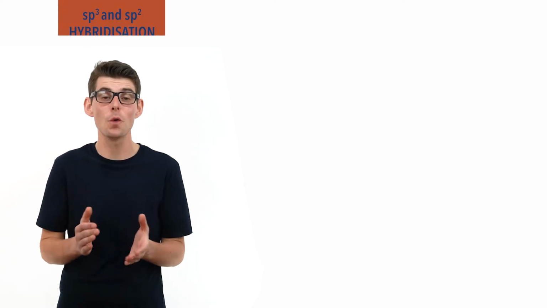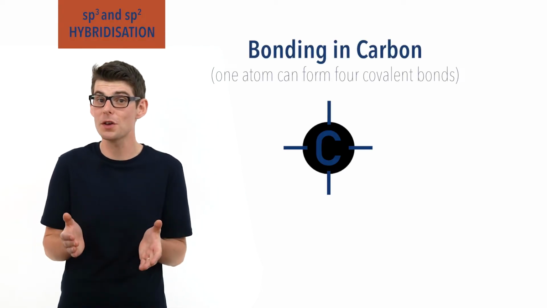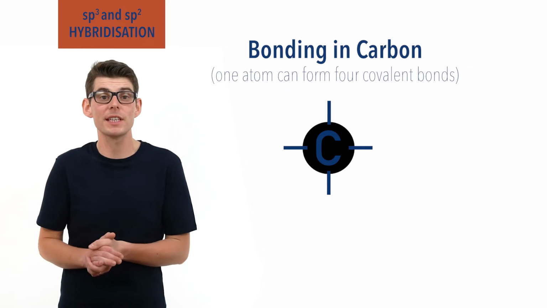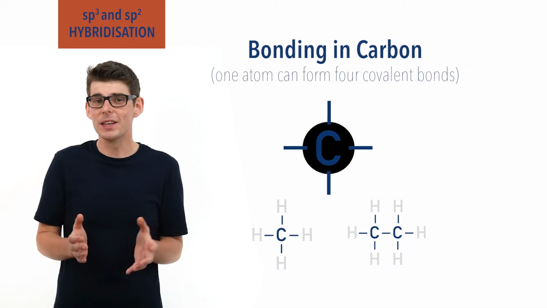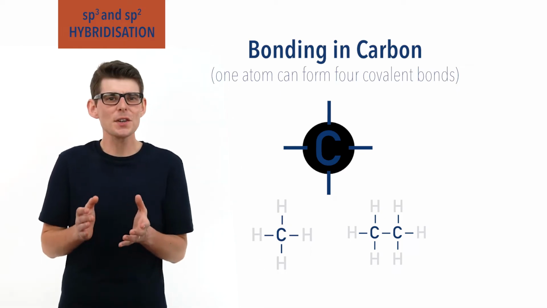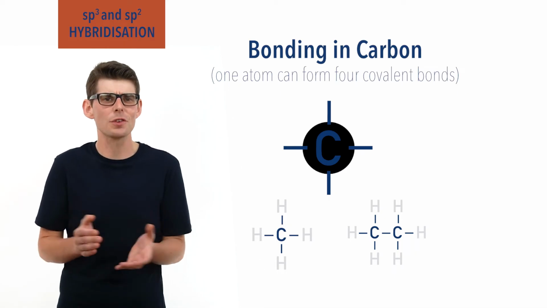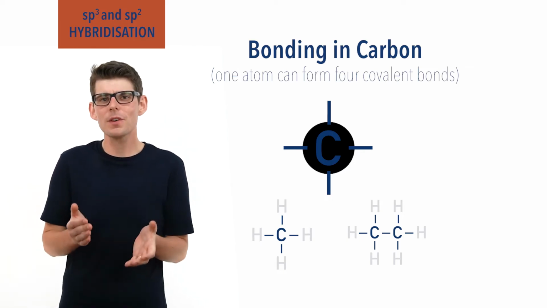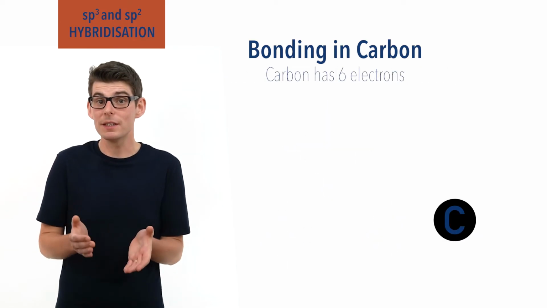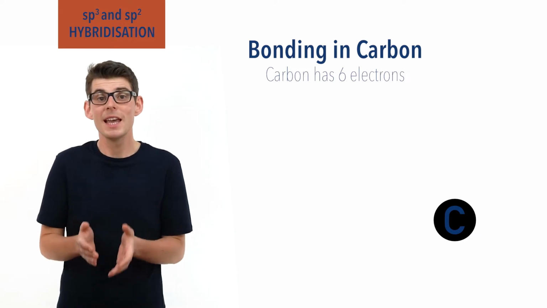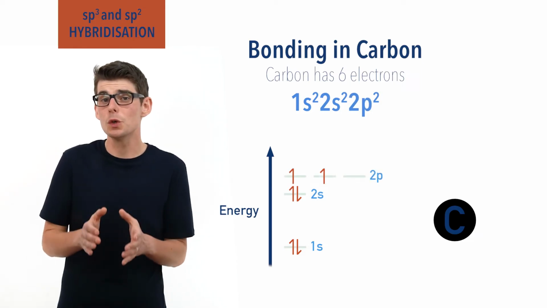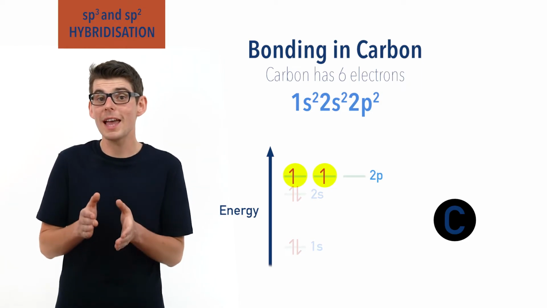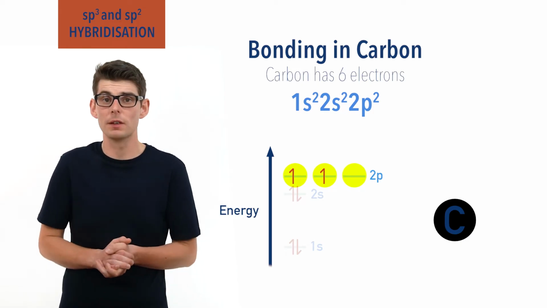Recap done? Let's go. Carbon is able to form 4 covalent bonds. You probably know this and can easily see it when we study carbon-containing compounds, such as methane and ethane. The thing is, carbon forming 4 bonds doesn't quite make sense when we look at its electron configuration. An atom of carbon has 6 electrons, meaning the electron configuration for an atom of carbon is 1s2, 2s2, 2p2. This gives 2 half-filled p orbitals and 1 empty p orbital in carbon's outer shell.